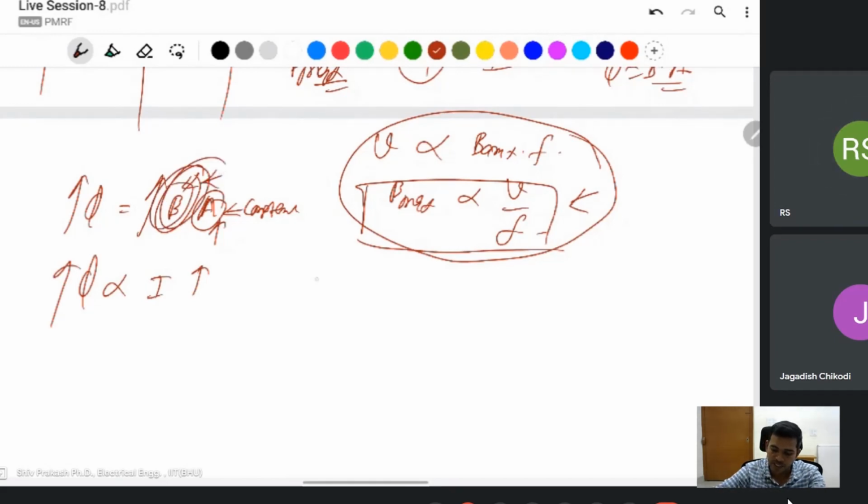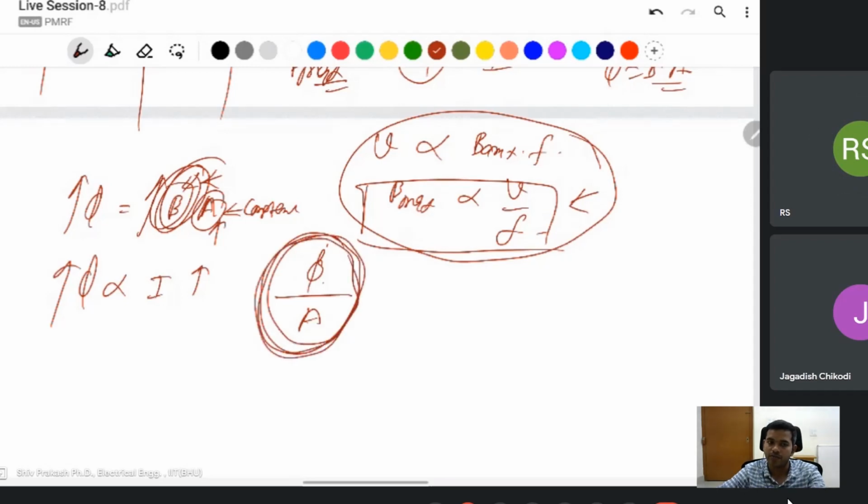It means the flux per cross section area will be maintained at all times. You can't increase this, because if you increase it, the core goes into saturation mode. So V is the voltage across the winding, and F is the frequency of the voltage. Those two should be maintained constant. The ratio should be maintained constant to keep B constant. Okay, everyone, I am stopping here.